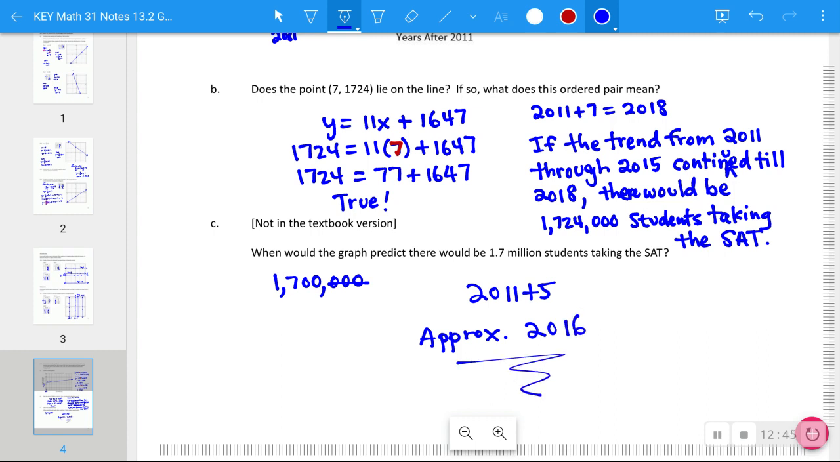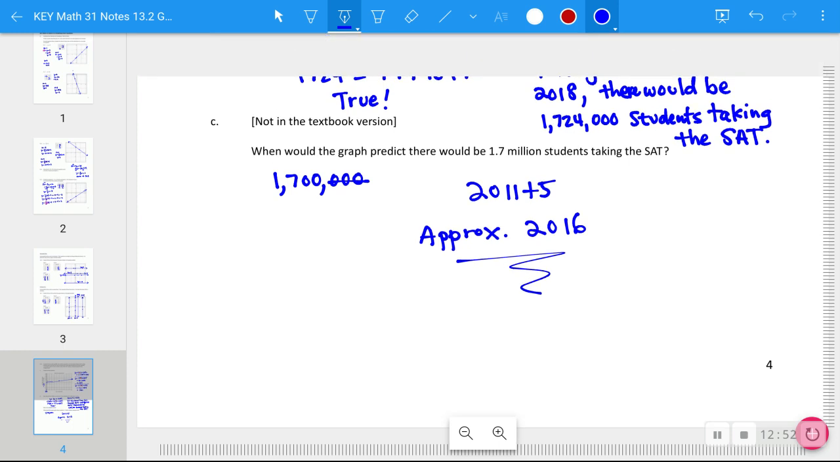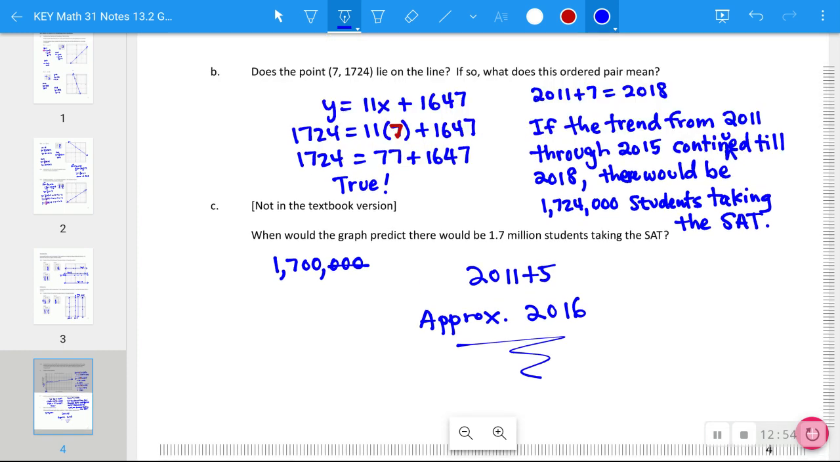And of course, since these notes are being made after 2016, you could go see how well that prediction was, and you could also check out this 2018 to find out if the trend actually did continue, because now we'd have solid data for those dates also.